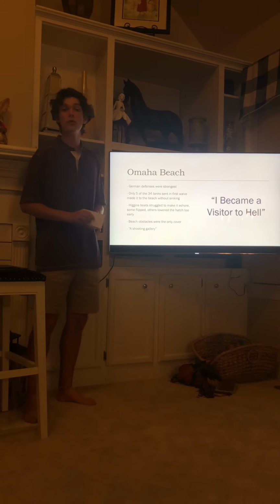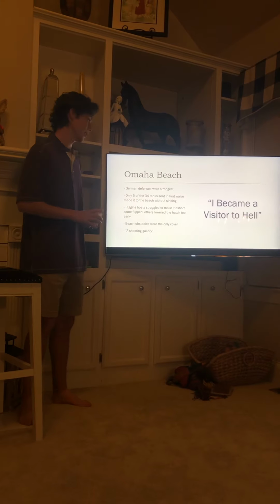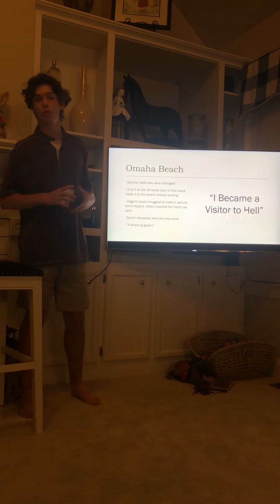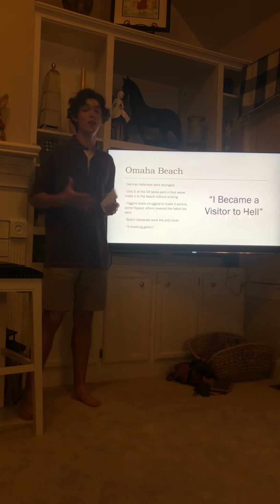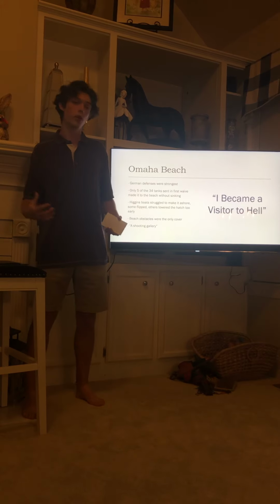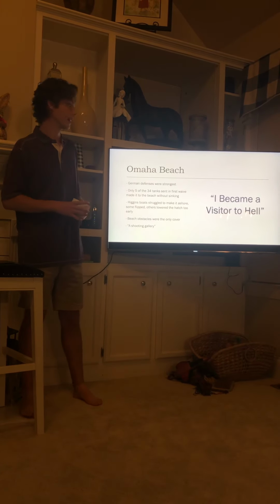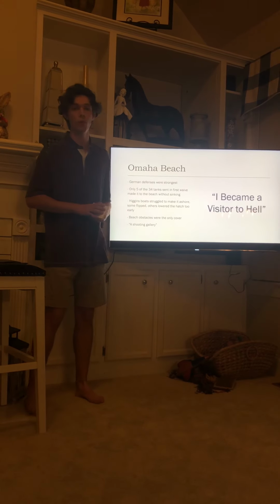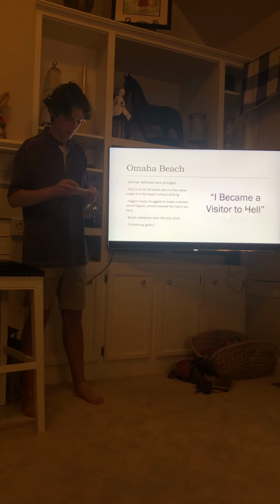Many of the Higgins boats that the men had been coming on capsized due to the high waves, or they lowered their hatch too soon. And this was extremely costly because some men drowned carrying heavy equipment. Other men, just in order to survive, lost their equipment, left it in the ocean, and were exhausted by the time they even got to the beach before the fighting had even started.